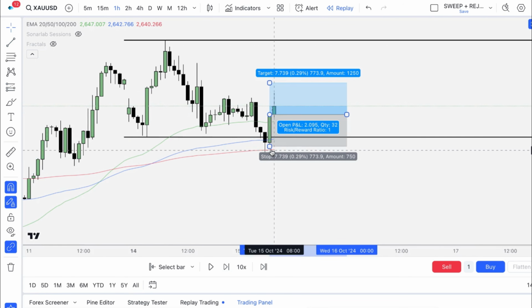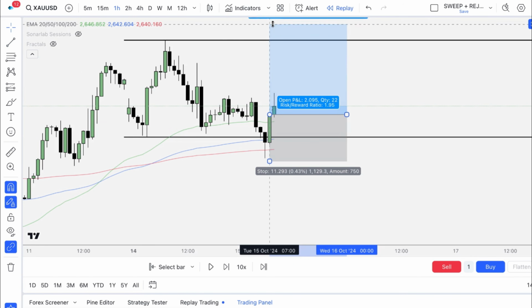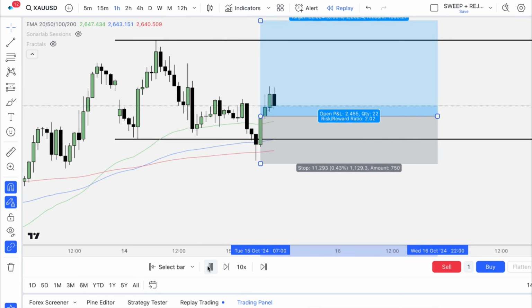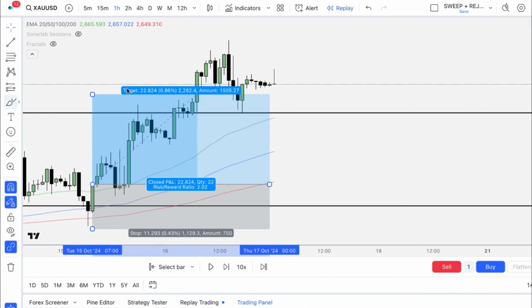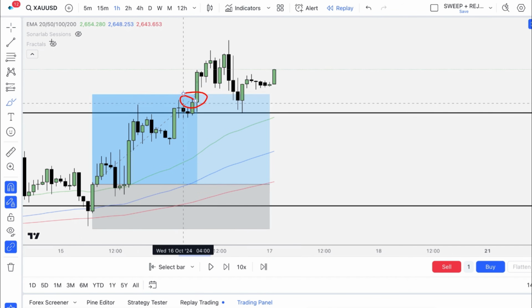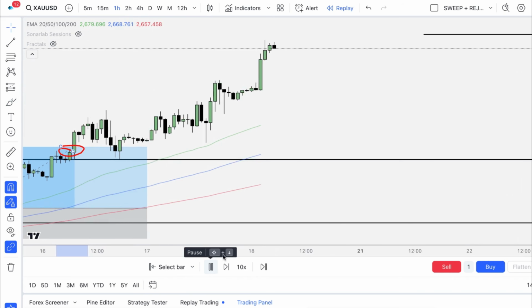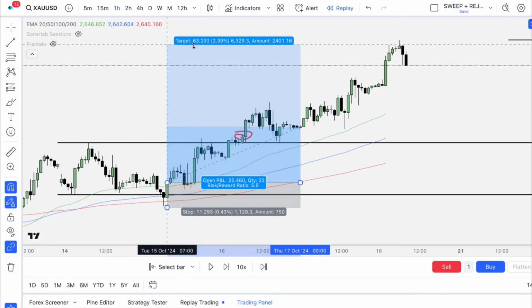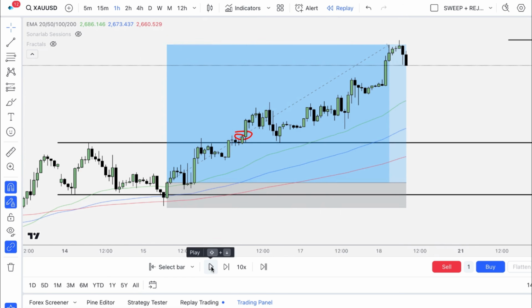Entry on the close of that candle, invalidation goes below the liquidity sweep, target a 1 to 2, take most of your profit off the table, and then allow a runner to run. So we're triggered in right here. You can see that's a 1 to 2 hit, so 80% of your position comes off right here, and then allow a runner to run. And you can see price enters into price discovery and is currently running around a 1 to 5.6 risk to reward. So this is another buy example on gold.